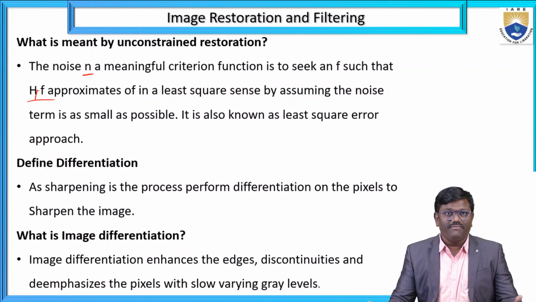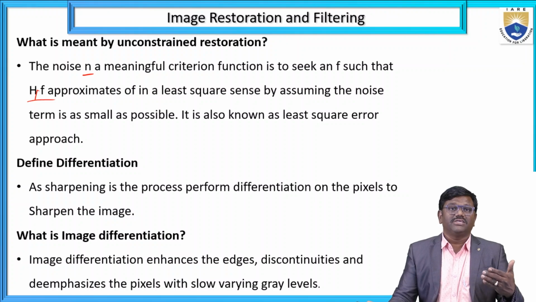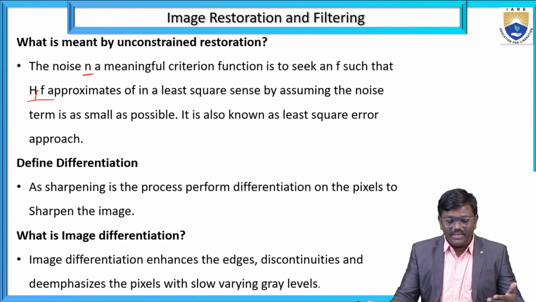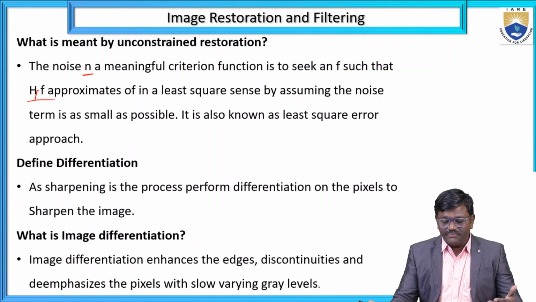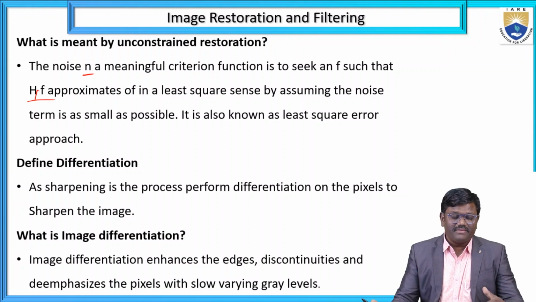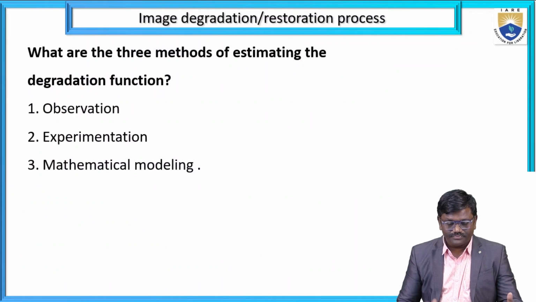So how may we define that? Define differentiation as sharpening: it is the process of performing differentiation on the pixels to sharpen the image. What is image differentiation? Image differentiation enhances the discontinuities and de-emphasizes the pixels with slowly varying gray levels.